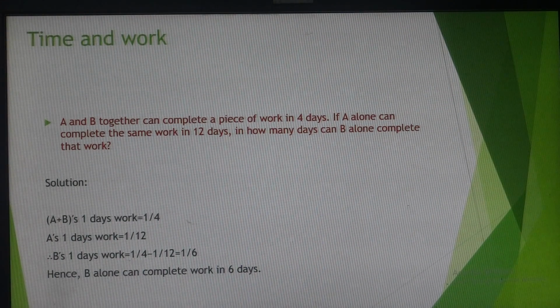The next question: the combined time is given and the time taken by one person is given, and you have to calculate the time taken by the other person.